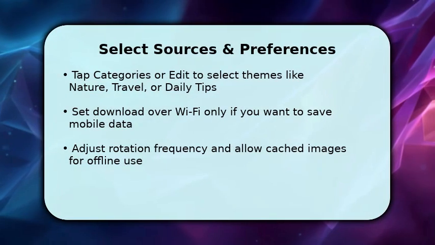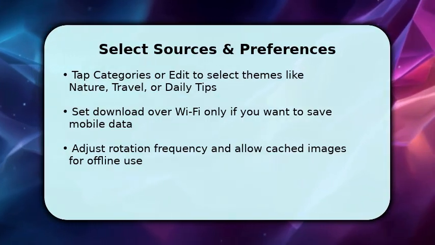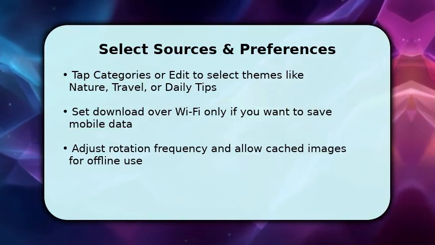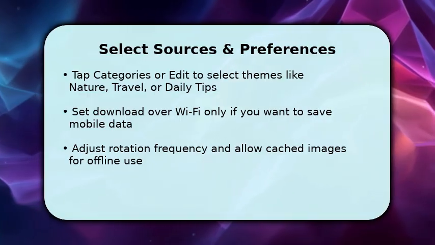Next, customize what appears on your lock screen. Tap categories or edit to pick themes such as nature, travel, or daily tips. You decide why each press matters. Picking fewer categories reduces downloads and keeps images relevant.